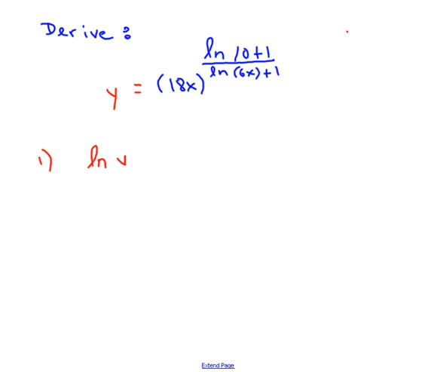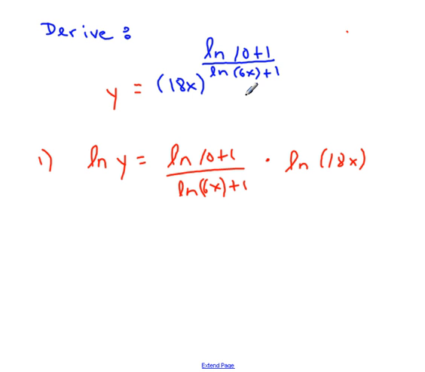And watch what happens. I have to take the ln of my left side, and in doing so, I'm taking the ln of my entire right side. So what happens when you take the ln of something? Two things happen. The first thing is your exponent comes down, multiplied by your ln of 6x plus 1. Don't forget the brackets here. So what did I do? My ln 10 plus 1 divided by ln 6x plus 1 comes down. The second part is you multiply by the ln of the original base.